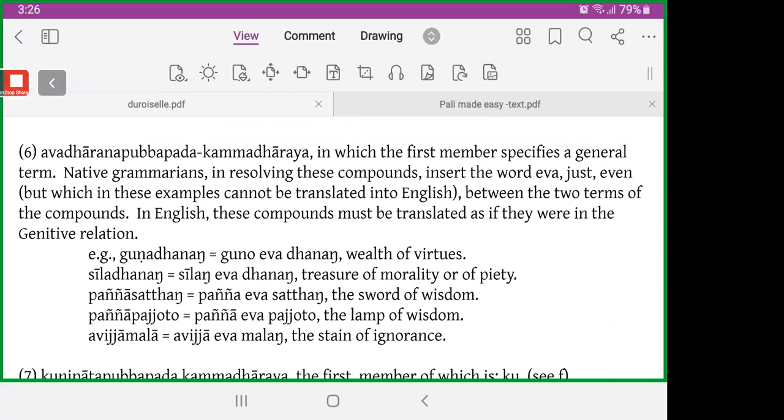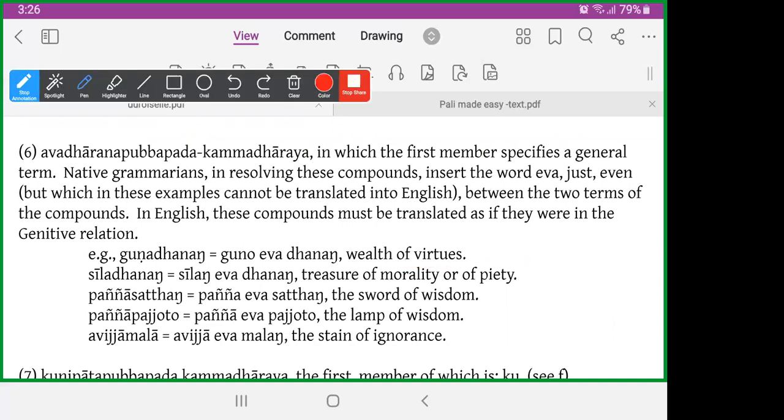We read together number 6. Avadharana Pubbapada Kammadharaya, in which the first member specifies a general term. Native grammarians, resolving this, insert the word eva, just given, but which in this example cannot be translated into English. Between the two terms of the compound, in English, these compounds must be translated as if they were in the genitive.